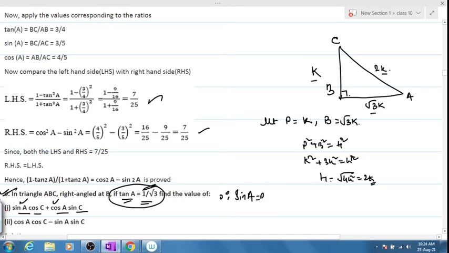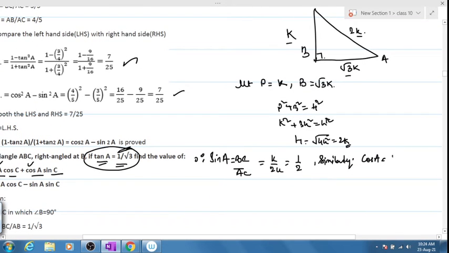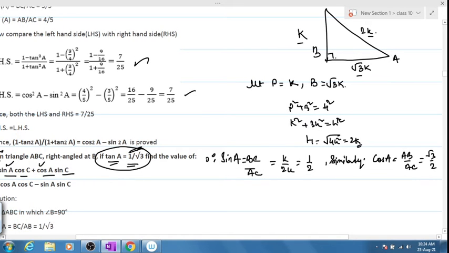Sin A will be how much? BC by AC equals K by 2K or 1 by 2, yes or no? Similarly, cos A will be how much? AB by AC, which is root 3 by 2. Yes sir, no sir, any problem? Any question till this much? But over here there is a small twist. We need cos C and sin C also. Cos C will be how much?